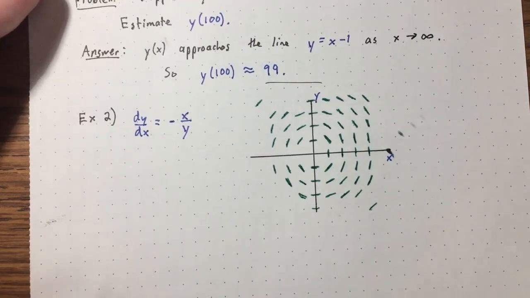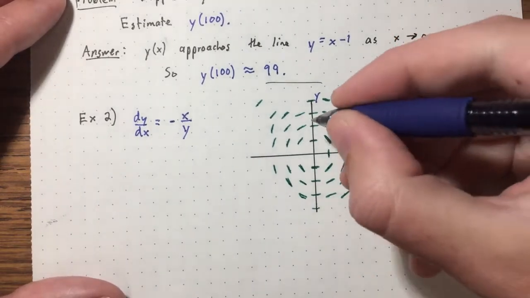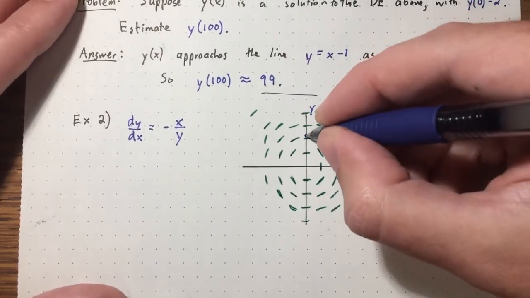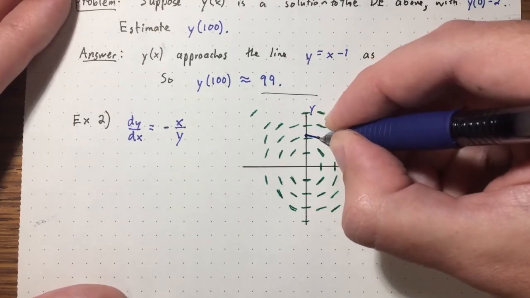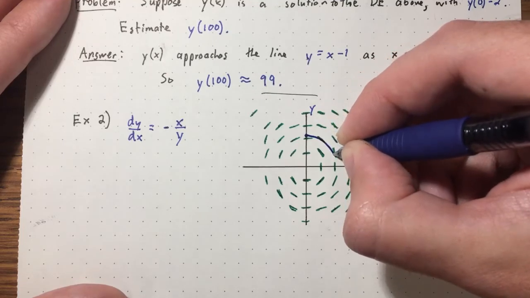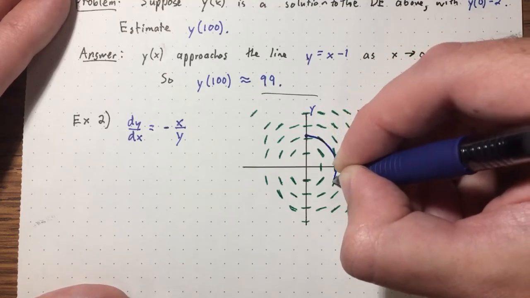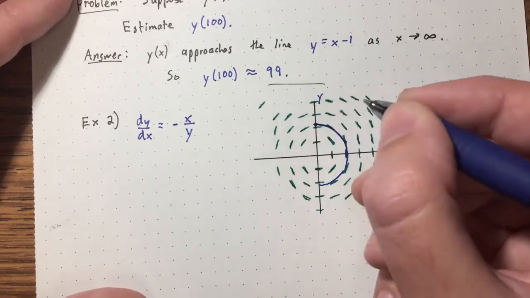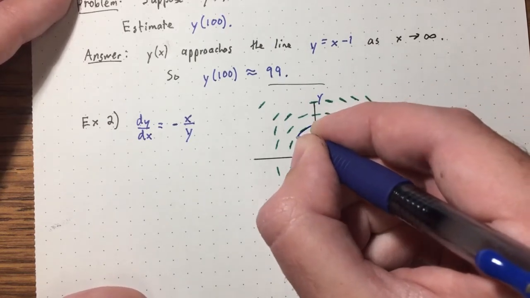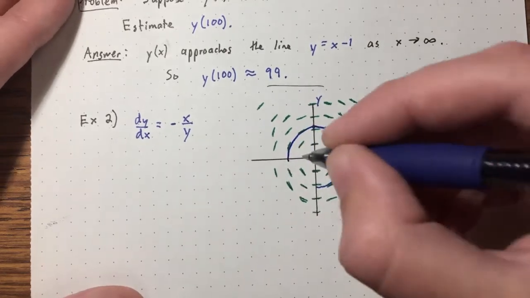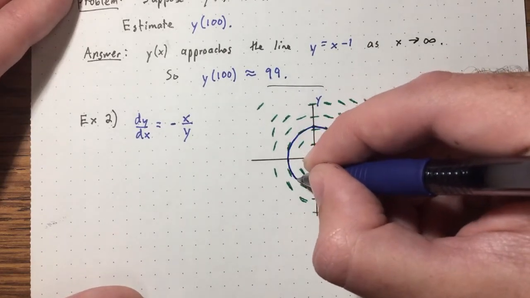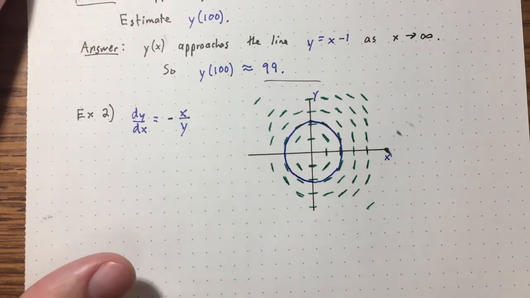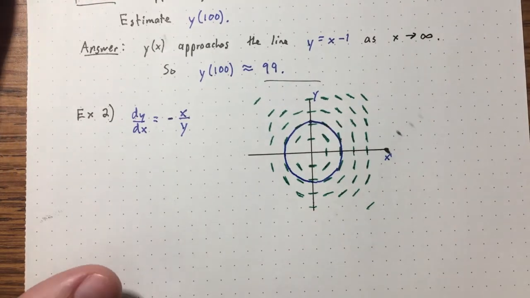Okay, let's trace a couple of solution curves. What if we start, say, here, and we follow the direction of these slopes. Maybe it looks something like this. Yes, we're getting what look to be circles.